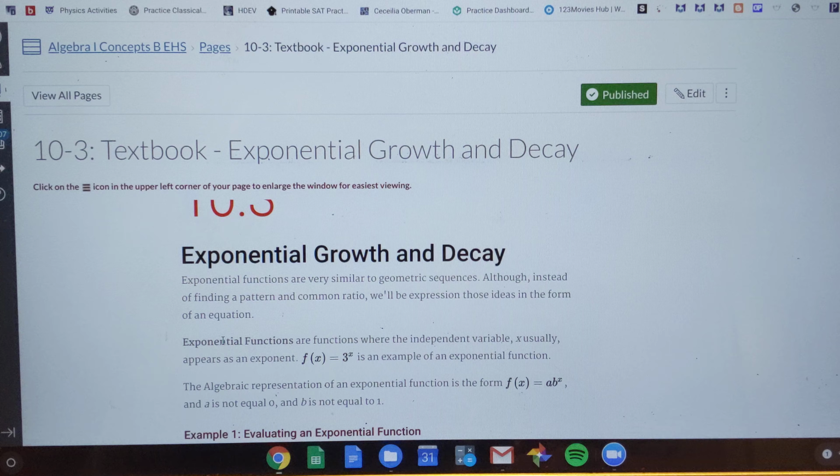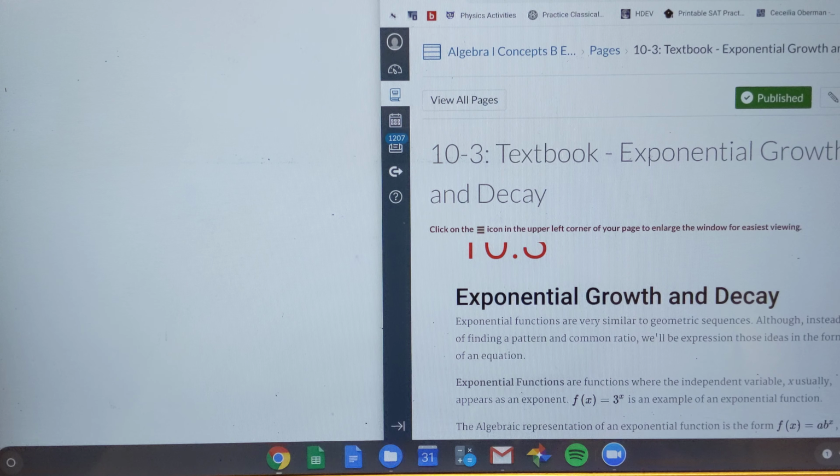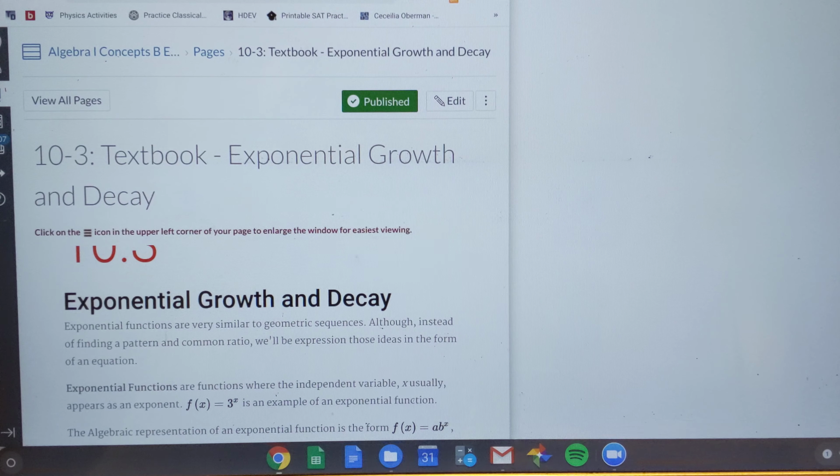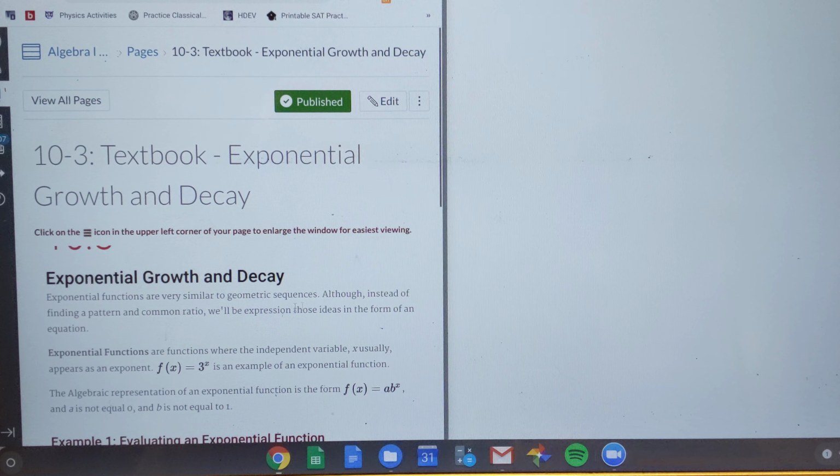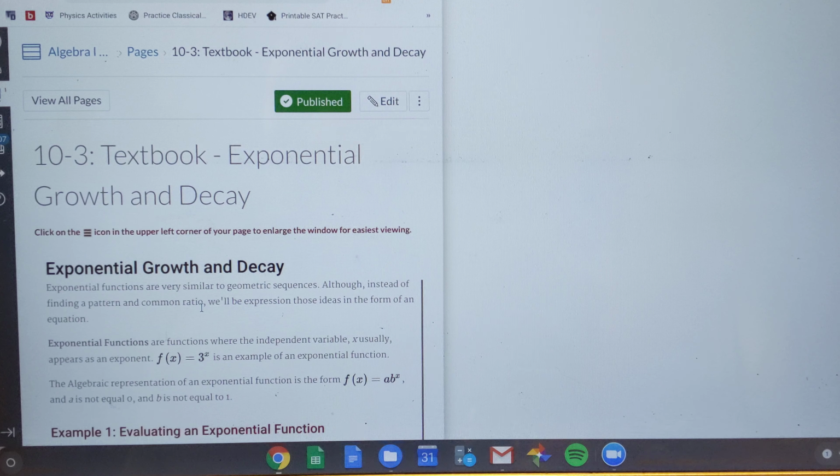Okay, exponential decay. Let me frame this a little bit better so we get more space. All right, hopefully you can see that. Okay, so exponential growth and decay. We've looked at this a little bit before. This shouldn't be completely new to you.